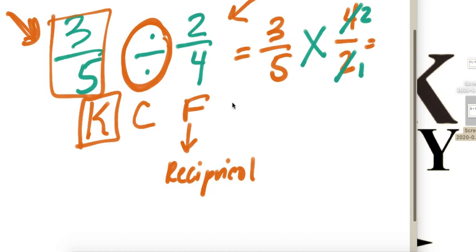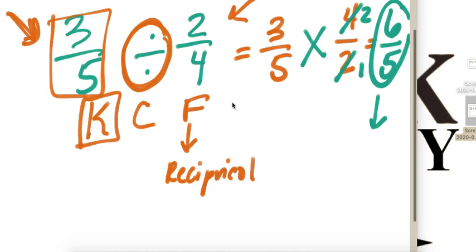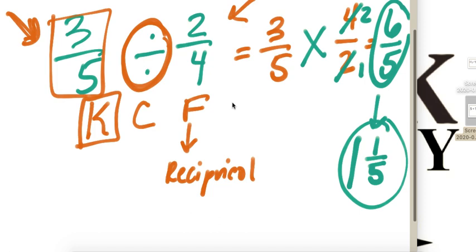So 3 times 2 is 6, and 5 times 1 is 5. So that's an improper fraction. You may not see that as an answer. If you don't, they changed it to a mixed number, by dividing the bottom into the top. So 5 goes into 6 one whole time, and you would have 1 left over, and you always keep your bottom number. So both of these answers are correct.